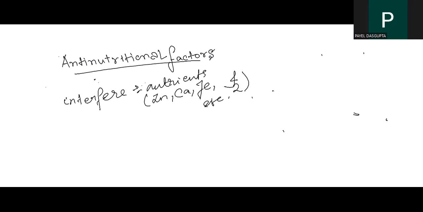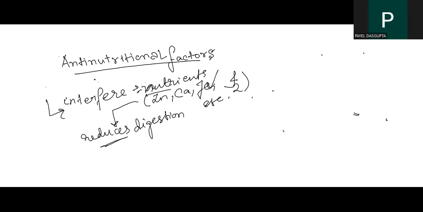So the first thing is they interfere with the nutrients. Then what happens? They also reduce digestion and utilization. The utilization of the nutrients is not proper, and digestion is reduced. So what are the symptoms we get? We get nausea, headache, and some rashes. So these things keep occurring.